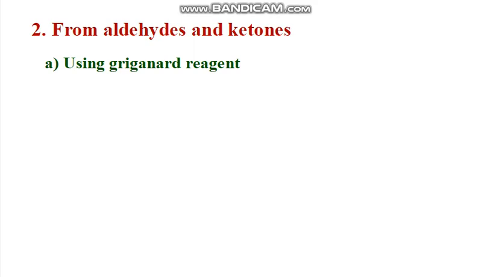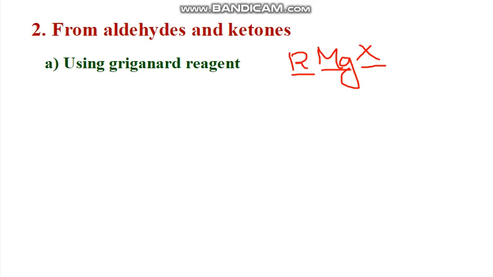Firstly, what is Grignard reagent? The formula of Grignard reagent is RMgX. Okay, this is the Grignard reagent. R is the alkyl part, magnesium, then any halogen. It can be either fluorine, chlorine, bromine or iodine. Whatever be the halogen, no problem. This is the formula of Grignard reagent.